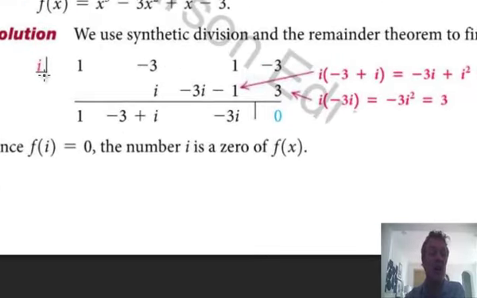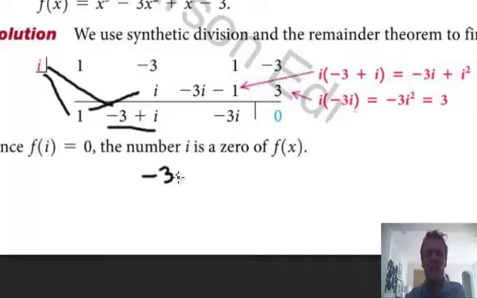Let's try it. i times 1 is 1i. Now, when you add these two together, all you can write is -3 plus i. There it is. Now, here's the thing. What's i times -3 plus i? Well, i times -3 is -3i. And i times i is i squared. Well, isn't i squared -1? Remember? So that's what you've got. When I multiply it, I get -3i, -1. There you go.